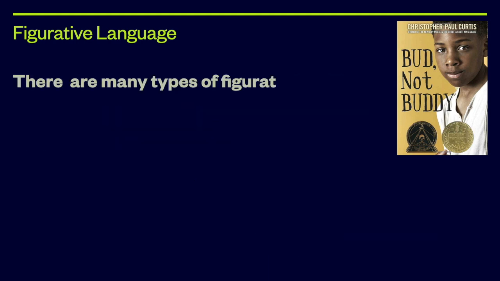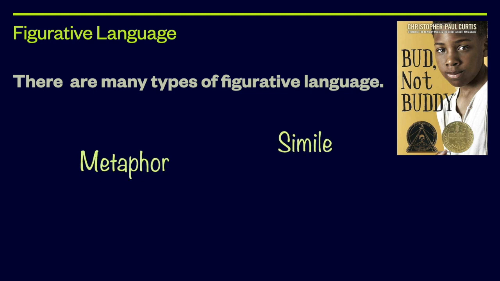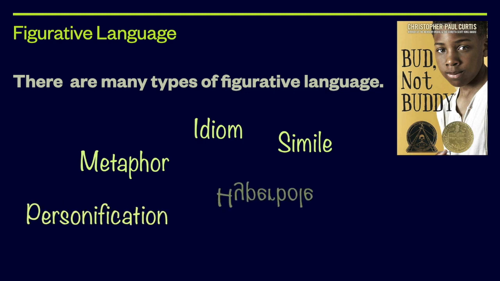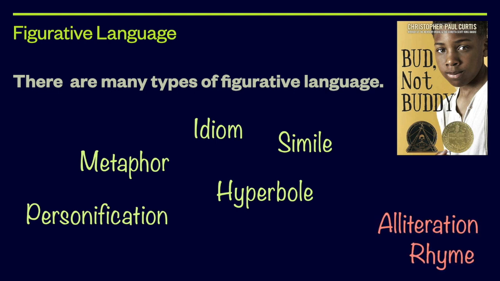There are many different types of figurative language. For example, there's metaphors, similes, idioms, hyperbole, personification. And then there are two other things I'm going to talk about, which are not figurative language, alliteration and rhyme, but they're used a lot in the book, so they're definitely worth mentioning.